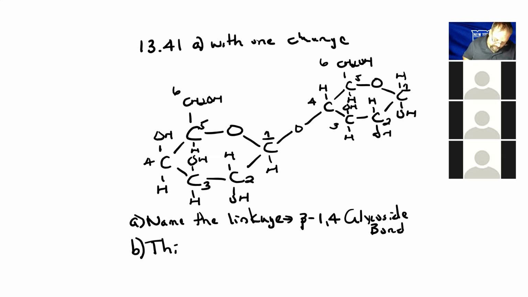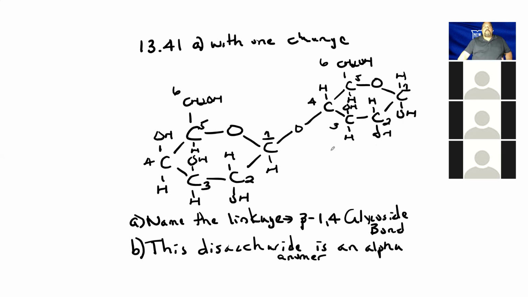Are we looking at an alpha anomer or a beta anomer? Well, this disaccharide is an alpha anomer. So the reason why, and if you look at the example in the textbook, I changed the direction of the OH here, because one of the things I want to make sure everybody understands is that you could have an alpha anomer where the linkage is a beta linkage, because the way we came up with these, in a sense, is different.